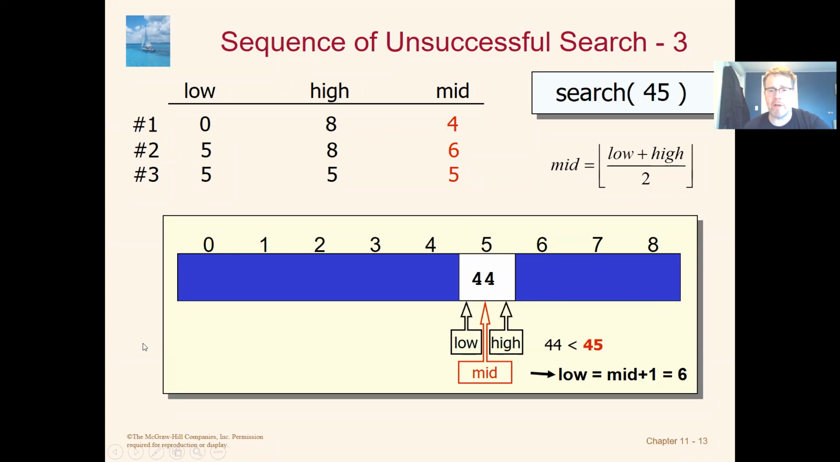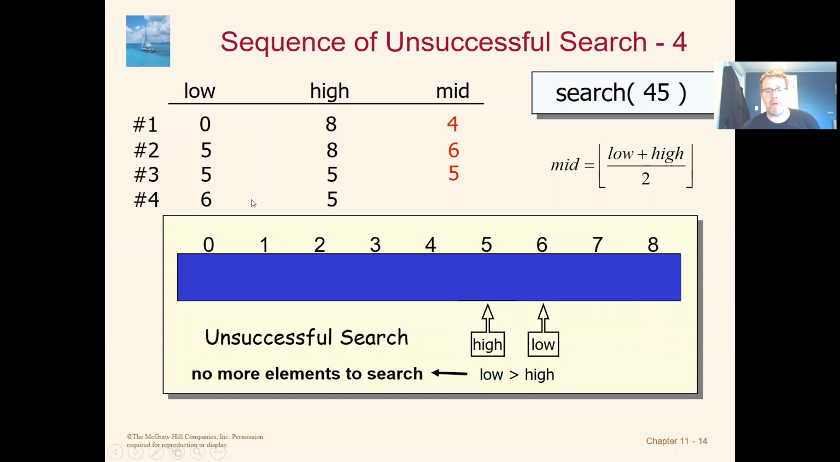So when we do the squeeze on this, what do we recognize? Well, our low is 6 and our high is 5. Our low is greater than the high. We've squeezed out past the point where this can't be it. We got down to one index where the thing could be, it wasn't there, and high and low got switched around. So our low is bigger than our high. That's how we know there's nothing left to search, okay?